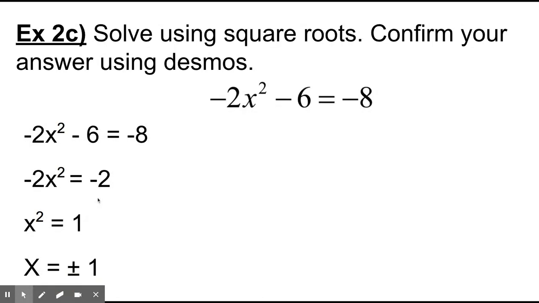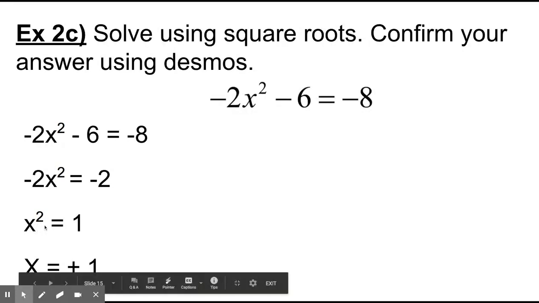We divide both sides by negative 2, and we're left with x squared is equal to 1. And if we take the square root of both sides, we are left with x is equal to plus or minus 1.